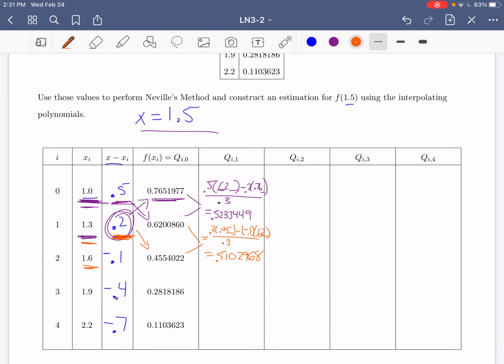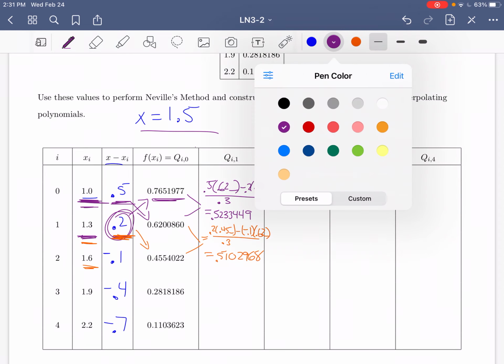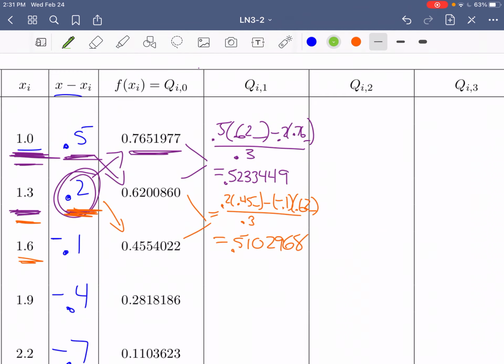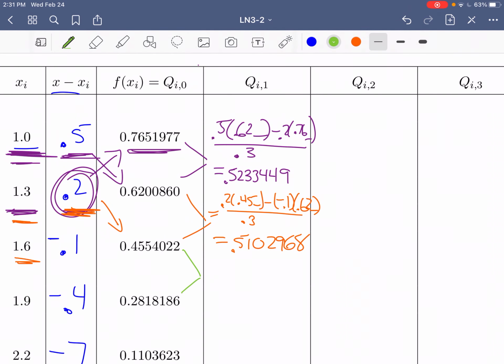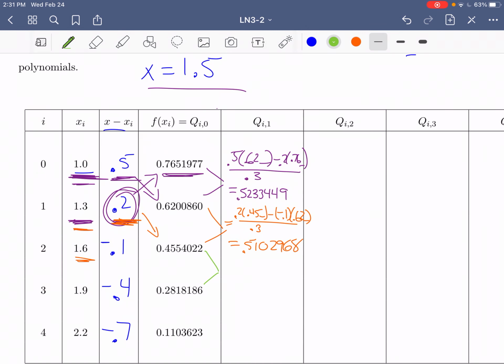And we can continue this process, right? So if we did this process again, we combine this value and this value. In the same way, we're taking this value here times this value down here minus this value times this value. And then we're dividing it by the difference of those two values. We get something like 0.5132634.